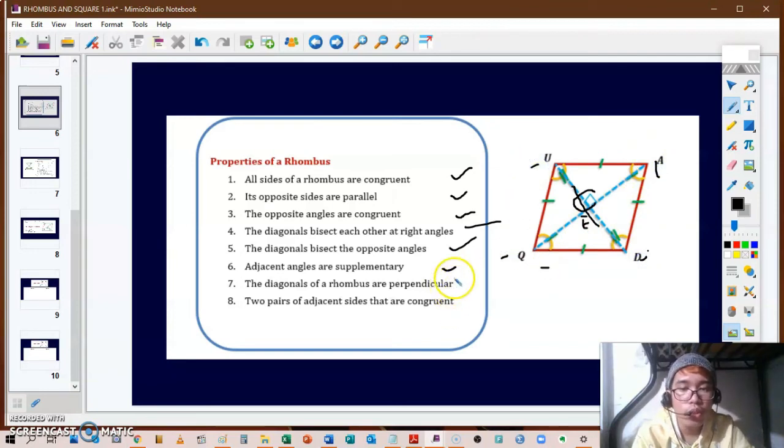And also we have here that the two diagonals of a rhombus are perpendicular. Since it was stated here that the diagonals meet at right angles, therefore the diagonals must also be perpendicular. And lastly, we have here two pairs of adjacent sides that are congruent. So that follows property number 1, all sides of a rhombus are congruent. So it follows that their adjacent sides must also be congruent.